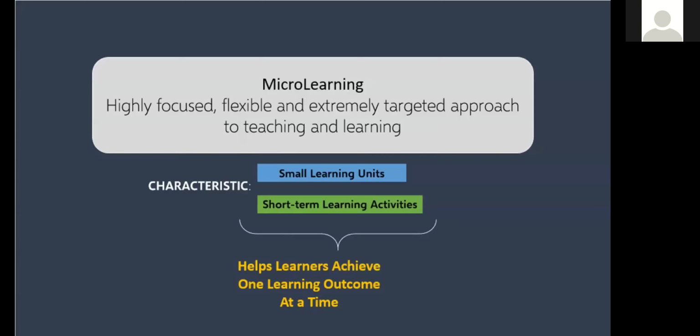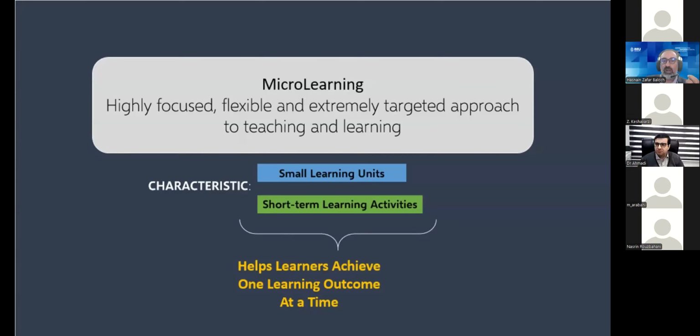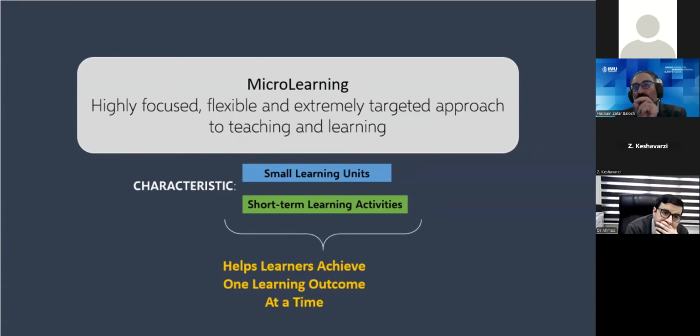a flexible and extremely targeted approach for teaching and learning. A small unit. Sometimes it's just part of an outcome, okay? Not one complete outcome. For one outcome you have multiple sub-outcomes. So pick one and then you can convert it into micro learning content. You have short messaging. Yes, a single SMS could be micro learning content.